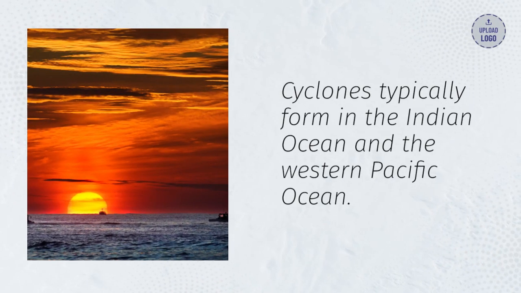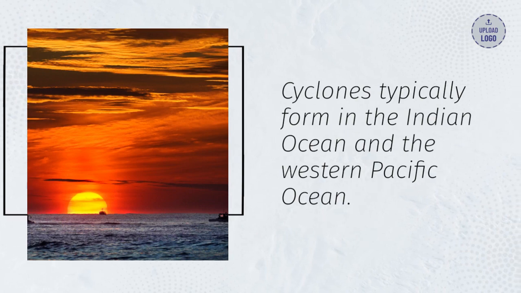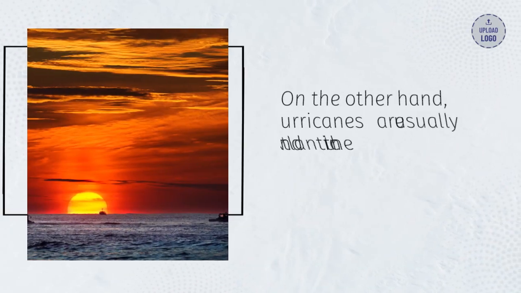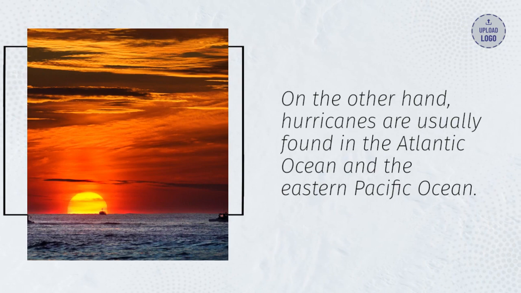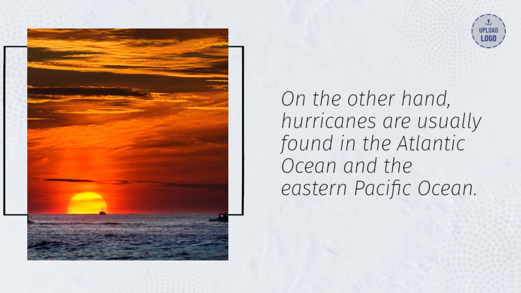Cyclones typically form in the Indian Ocean and the western Pacific Ocean. On the other hand, hurricanes are usually found in the Atlantic Ocean and the eastern Pacific Ocean.